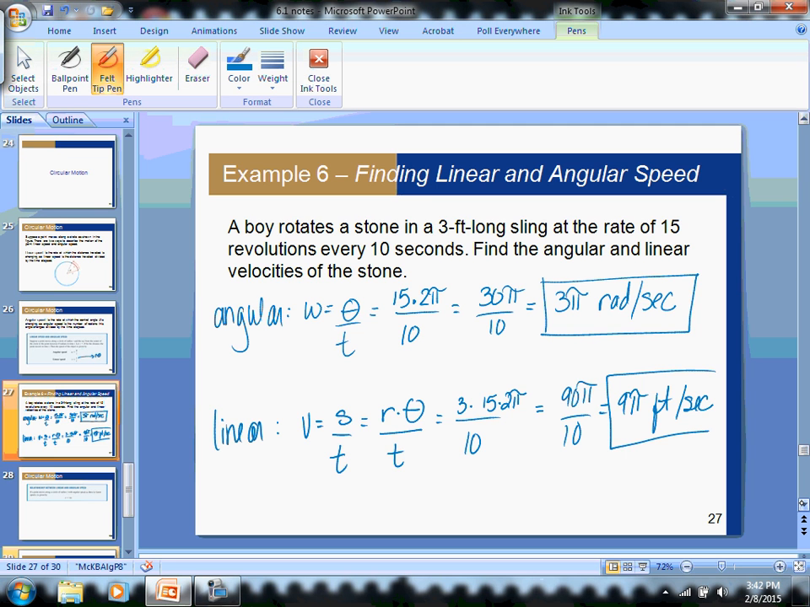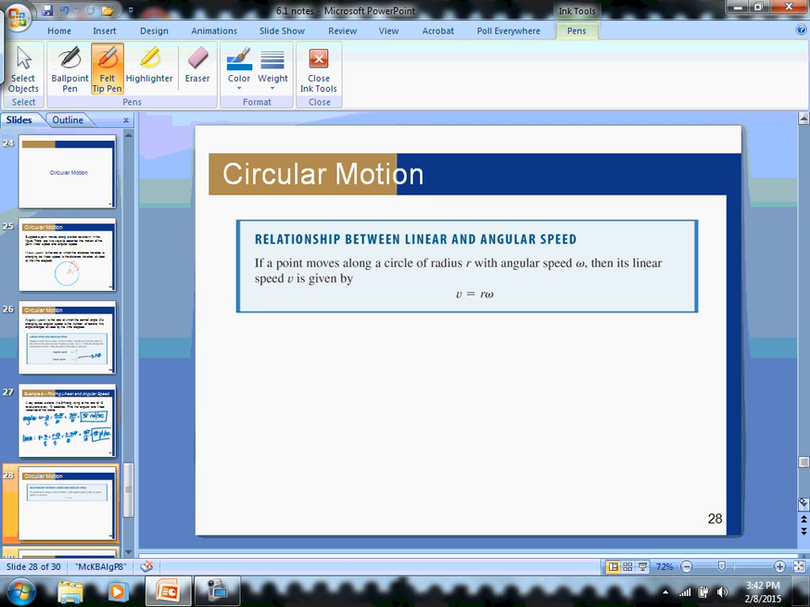Okay, so that connection between those two linear and angular speed formulas is right here. If we take our angular speed, the w, and multiply it by our radius, we get our linear speed. Okay, so the linear is equal to the radius times the angular. That's basically the connection between those two formulas.